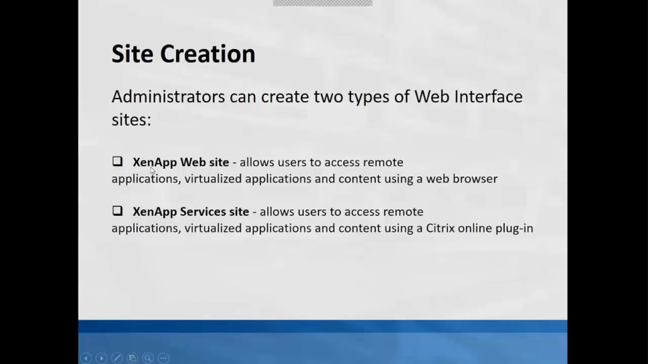So XenApp website allows users to access remote applications, virtualized applications, and content using a web browser. XenApp services site allows users to access remote applications, virtualized applications, and content using a Citrix online plugin. There's a difference between these two, and we're going to try to see that now.